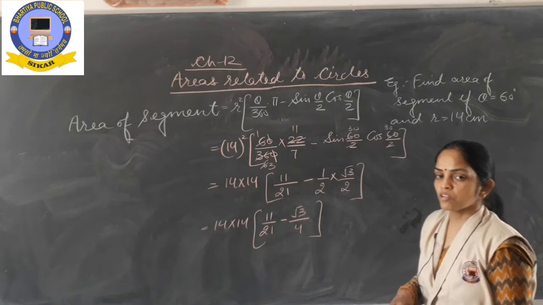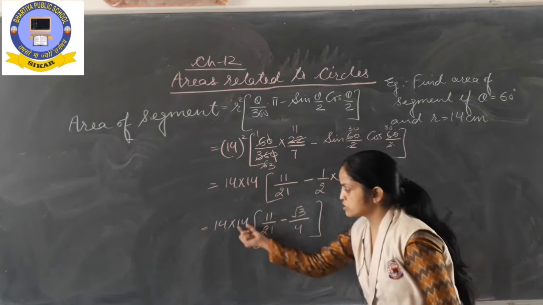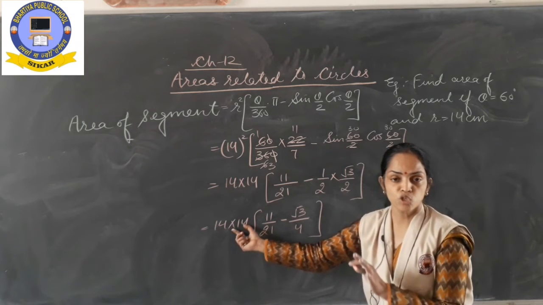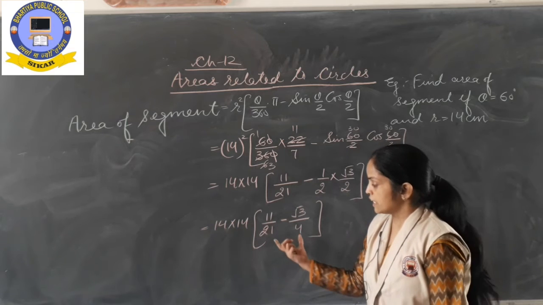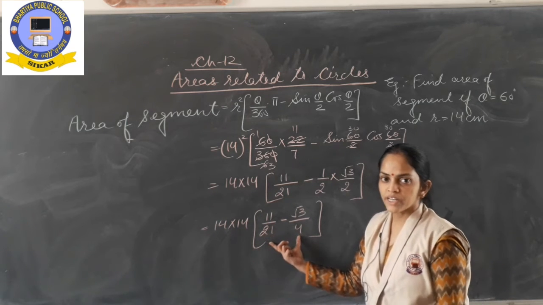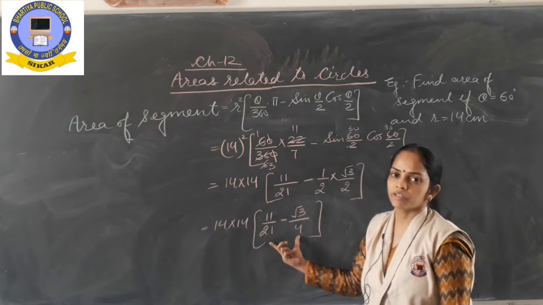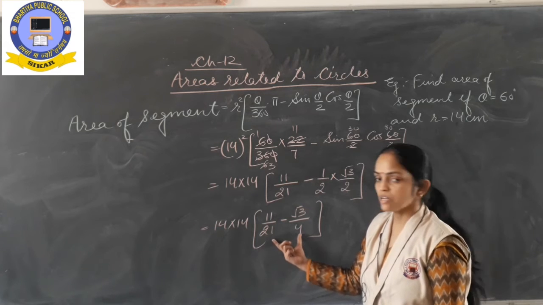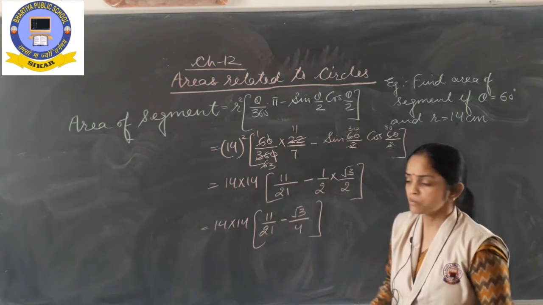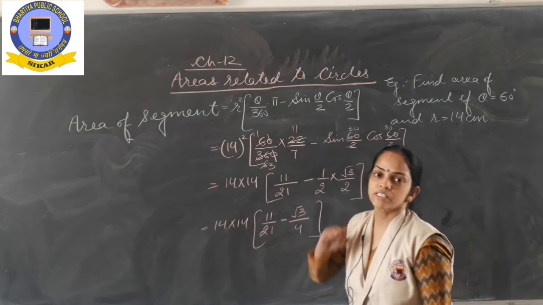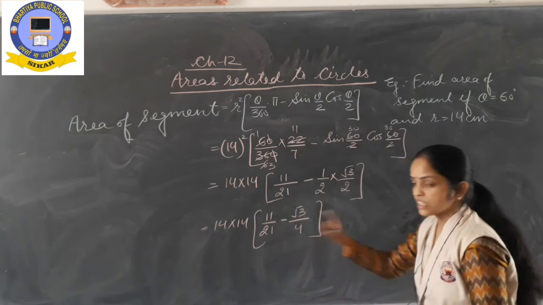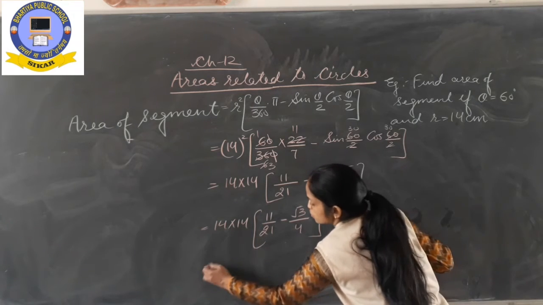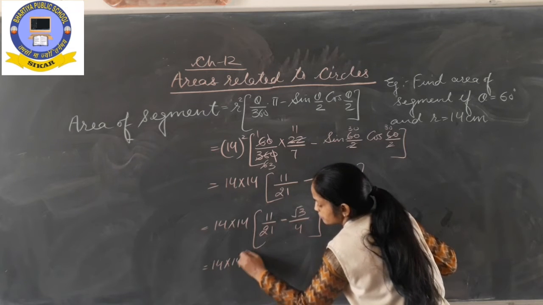Now here also some of the students get confused and directly cancel this with this and this with this. That is absolutely wrong, because in the bracket we have two separate terms, two different terms. First of all, we have to convert them into a compound term, a single term, and then the denominator can be cancelled out by the numerator. Right now we cannot cancel it. Okay, so let us take LCM now.